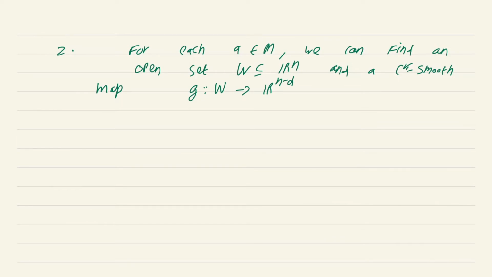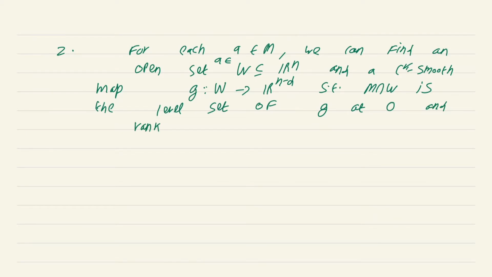Okay, so we have a map G from W to R^(n-d) such that M intersection W is the level set, of course I must mention a is in W, is the level set of G at 0 and rank of DGx, rank of DGx is n minus d on all points of M intersect W.